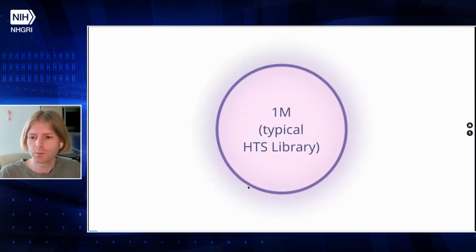So here we see a typical high-throughput library with 1 million compounds, which is already quite large because typically only a few 100,000 compounds are screened in a high-throughput screen.